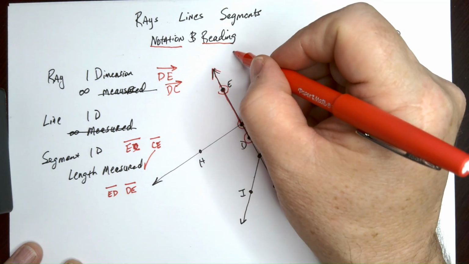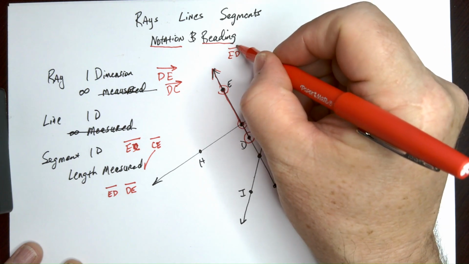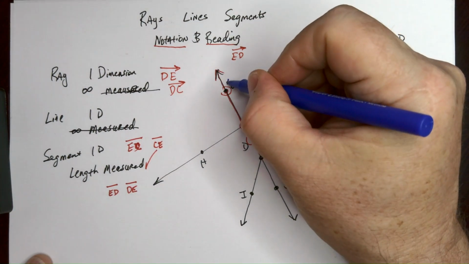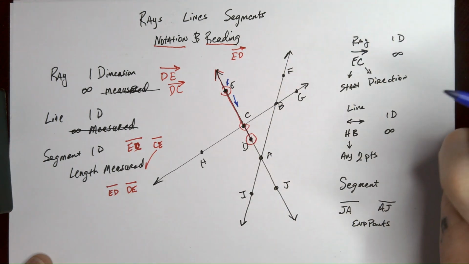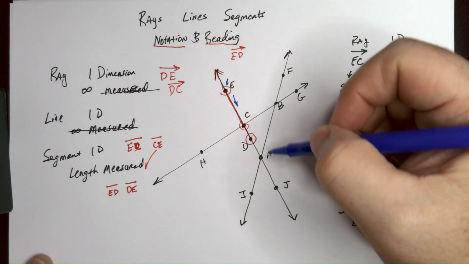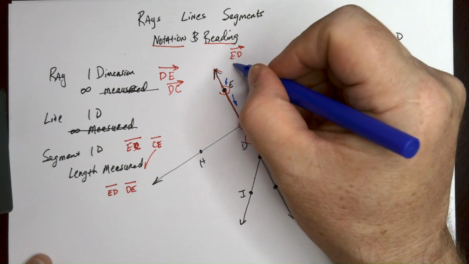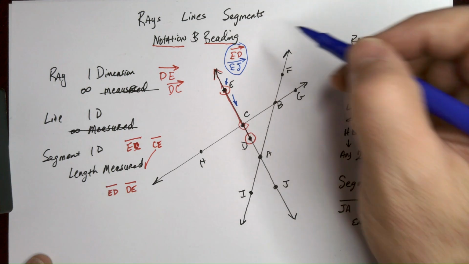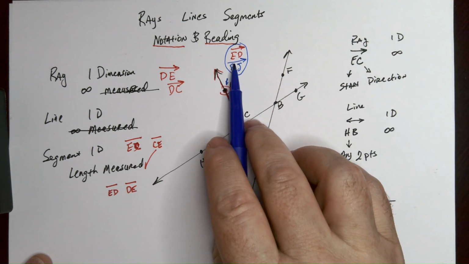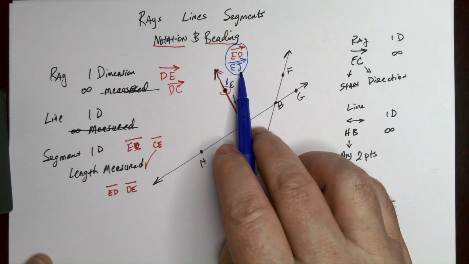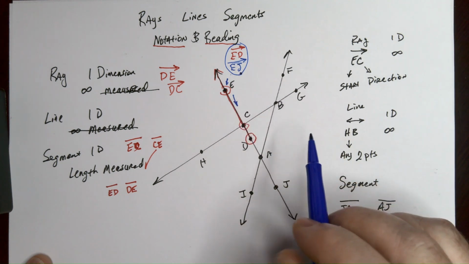Whereas if you said the ray ED, well, that would start at E. It would start here and go this direction, right? So you could say ED, or you could use any of these other letters along this same ray to describe it. So you could say EJ. That's exactly the same thing. But the thing you've got to remember, it's got the arrow on top. The first letter is the starting point, and the second letter shows you the direction.